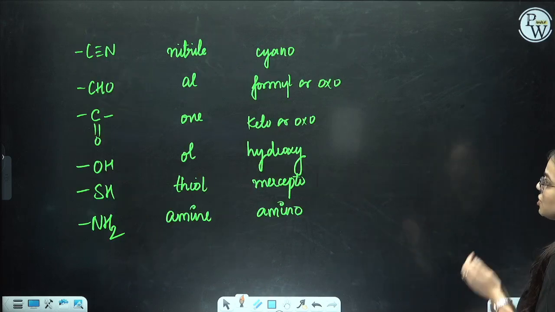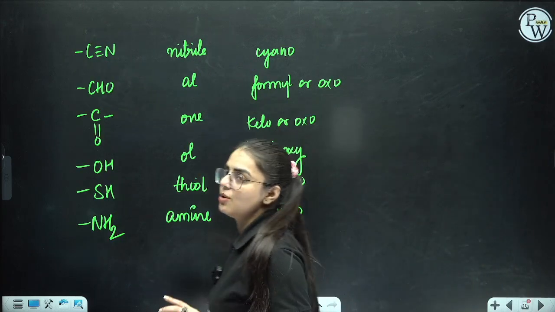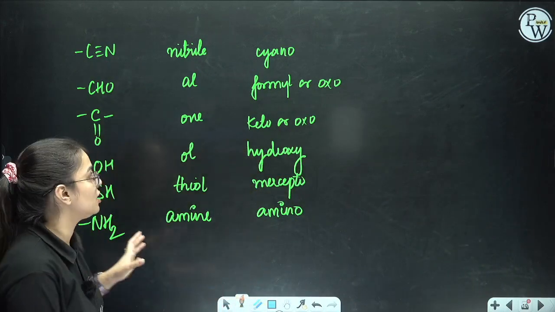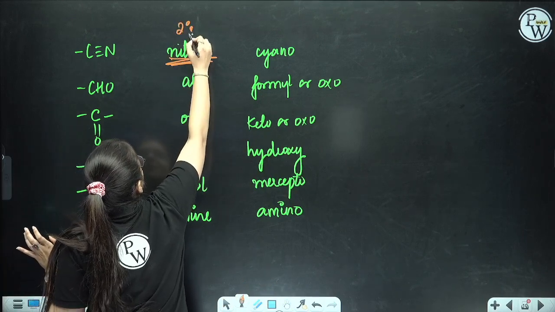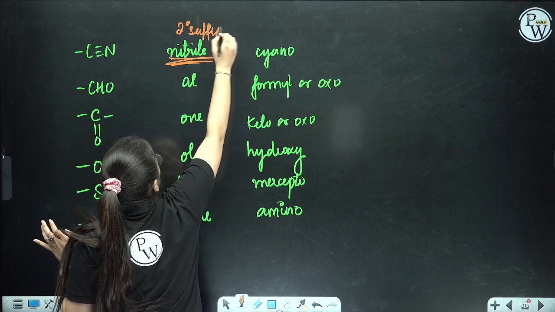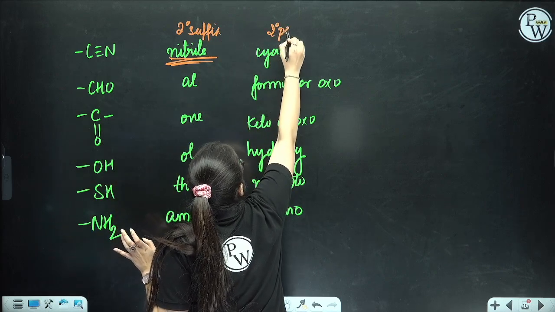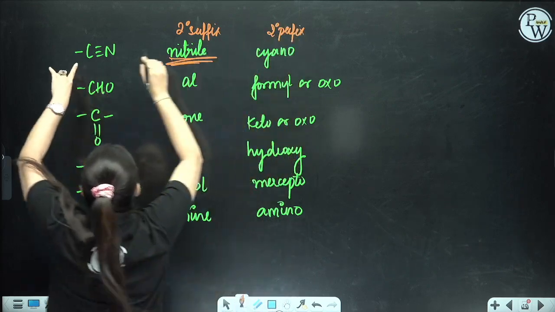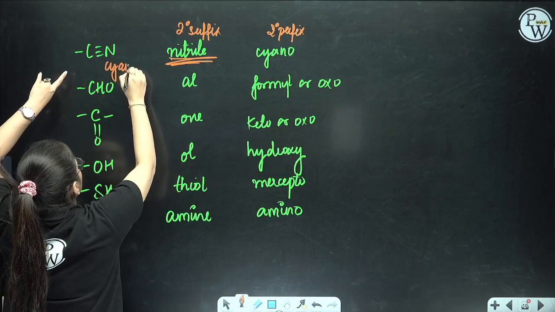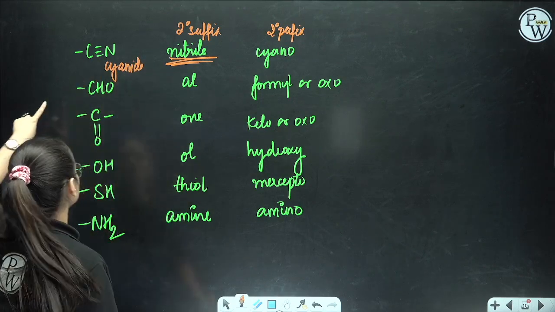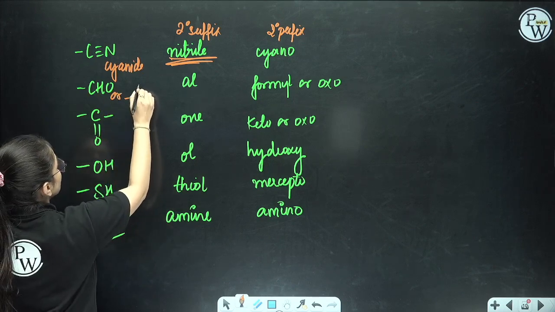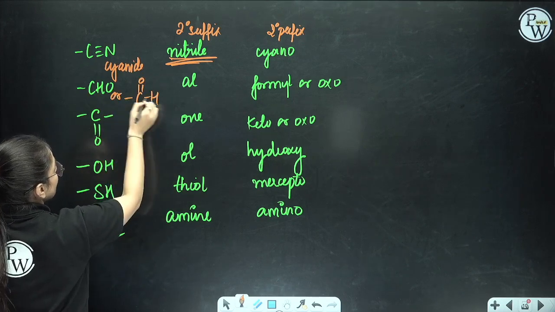Coming to the next page students, now we have C triple bond N. When C triple bond N is used, the secondary suffix will be nitrile. And if it is used in the form of a prefix, you are going to write cyano. Why? Because C triple bond N represents the cyanide group. After cyanide, we have the CHO group, which can also be written like this, C double bond OH.